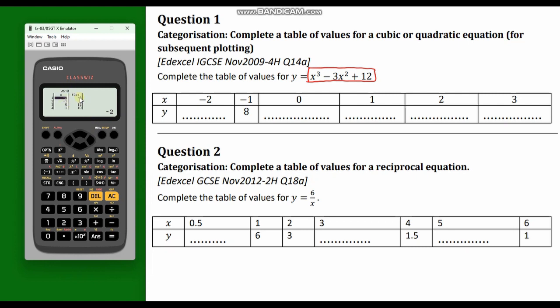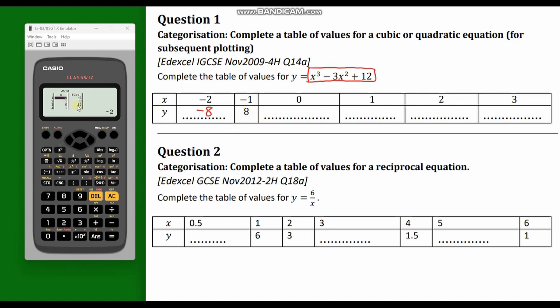And notice these table of values have just been transposed. So instead of going across, they're going down. So just be careful there. So when x equals -2, we can see y equals -8. So that's our first one. The next one, when x equals -1, y equals 8, which we've already got. So you can see it's done it correctly.